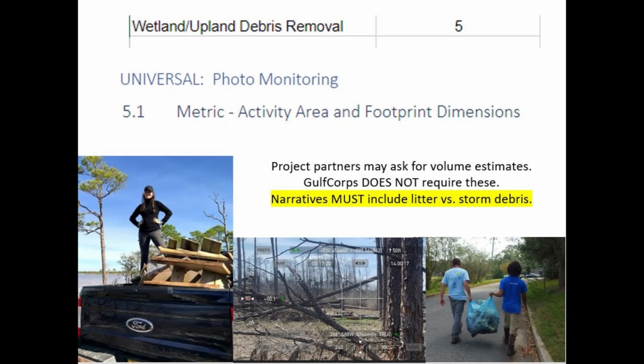The thing that we do want you to note in the narratives, again, in the Smartsheet reporting sheets, is if this was a litter pickup or storm debris. So you'll see on the picture to the right of the two gentlemen carrying that bag of trash, this was just a litter pickup. This is still debris removed from a local park. The other two photos next to that would refer to storm debris.